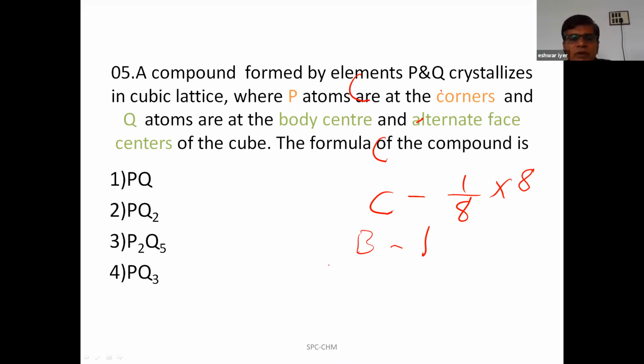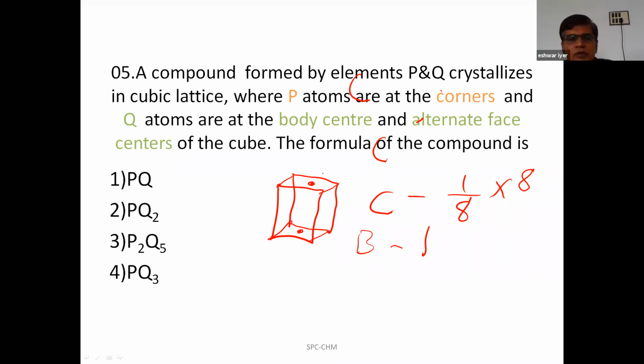And there is one more thing given, alternate face centers. I'll show you how that comes. If this is the cube, alternate face centers will be one here and one here. That's all. So how much is the share of this? There are two components. It is 1/2 of 2.